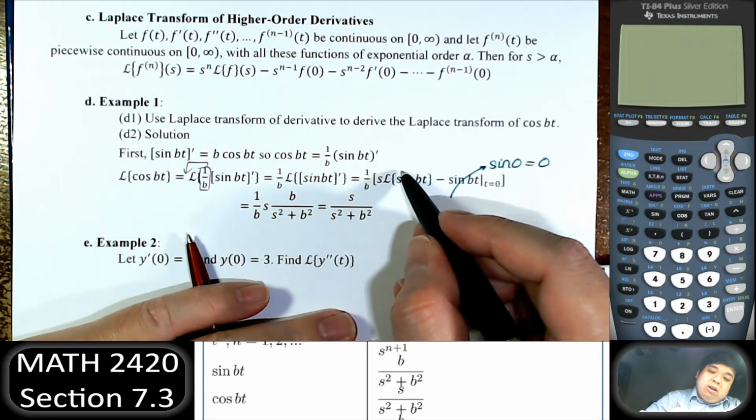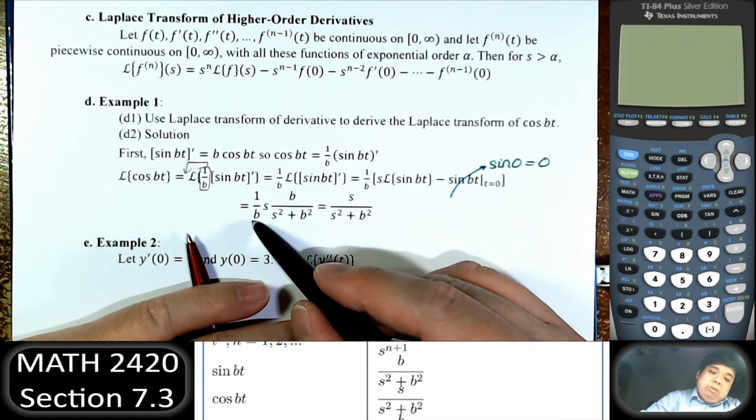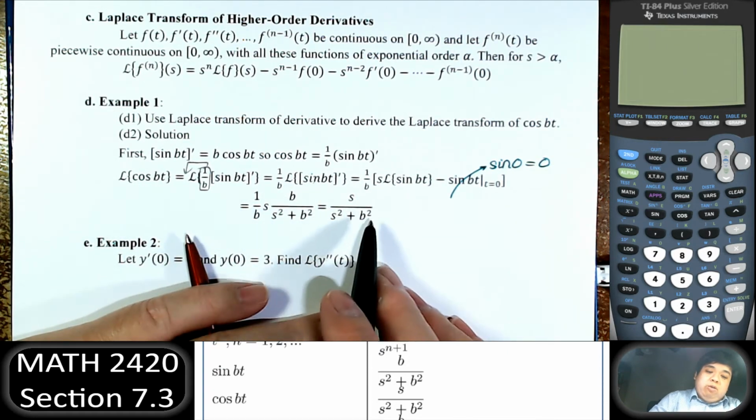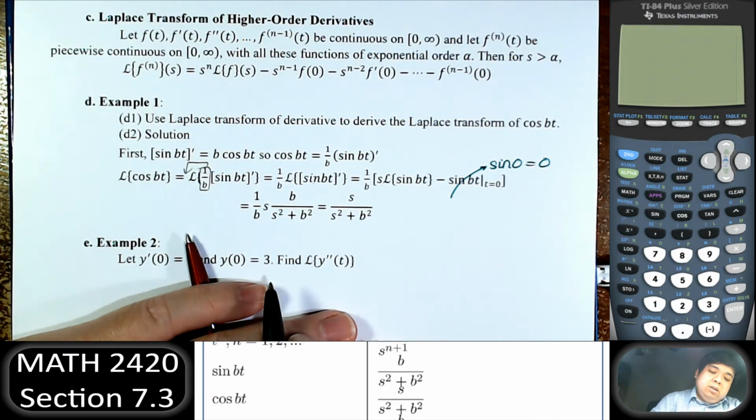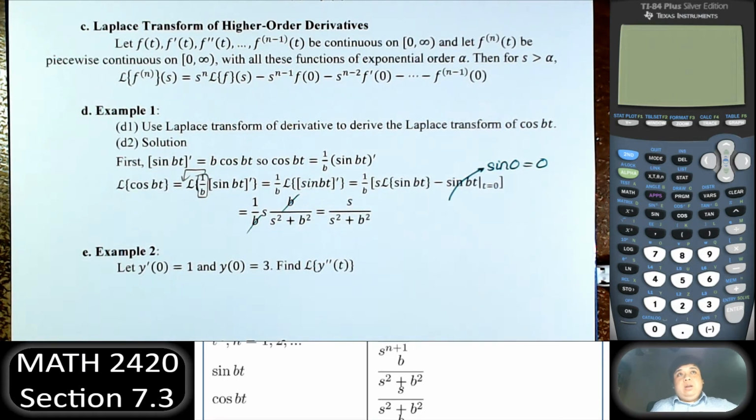And the transform of sine bt is this, and we have 1 over b and then s times the Laplace transform. Put all of that together, the b cancels out and we have that. So the bottom line is we start with s raised to the order of the derivative times the transform, then decrease the power of s and increase the order of the derivative of the function evaluated at 0.